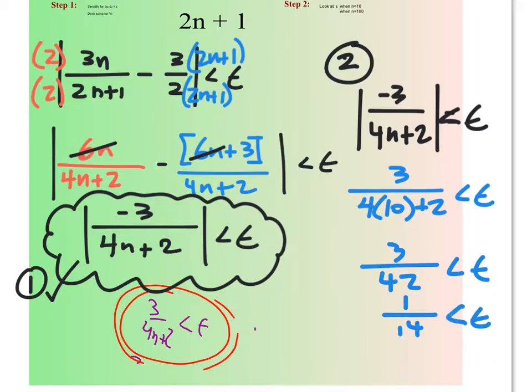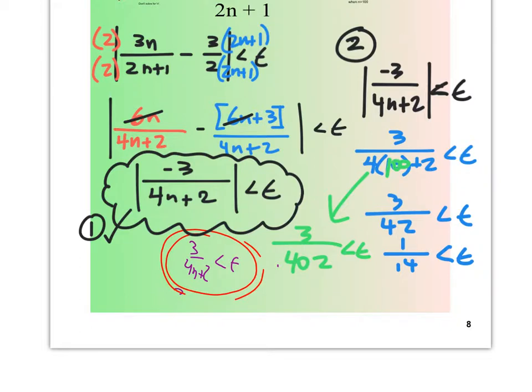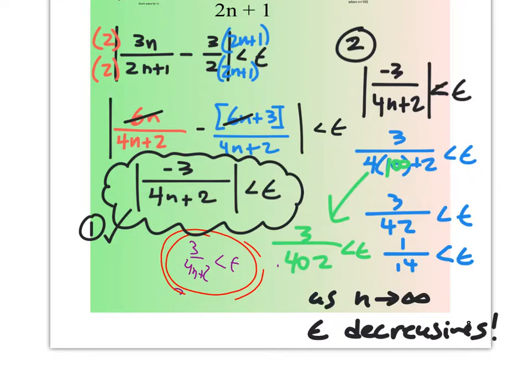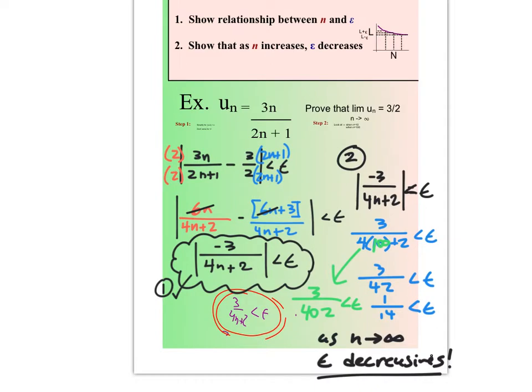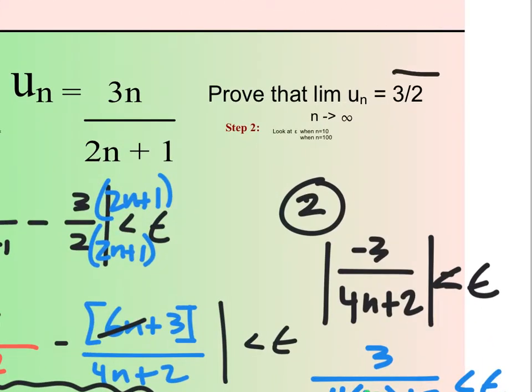If I did the same thing again with 100, then that would be 3 over 402. And therefore, I've shown that as n goes to infinity or increases, epsilon decreases. Okay, cool. Now what did I do? I've proven that 3 halves is the limit of this function.